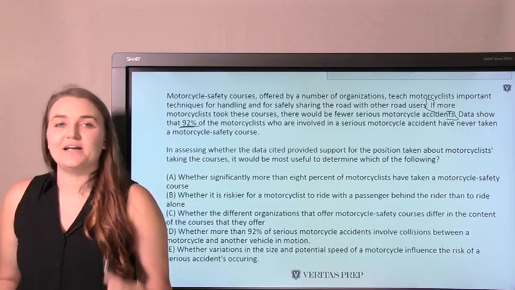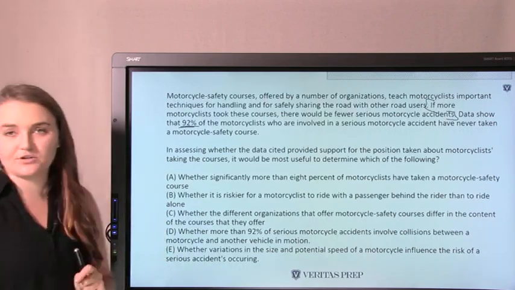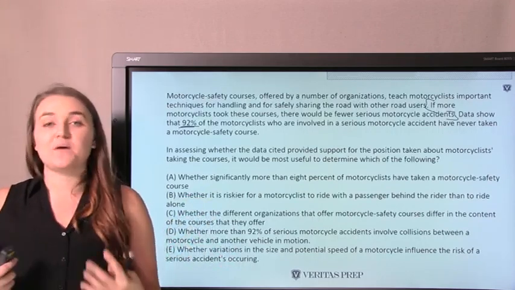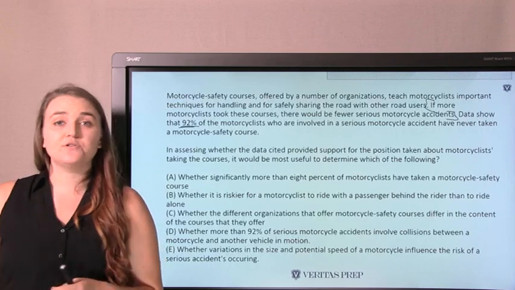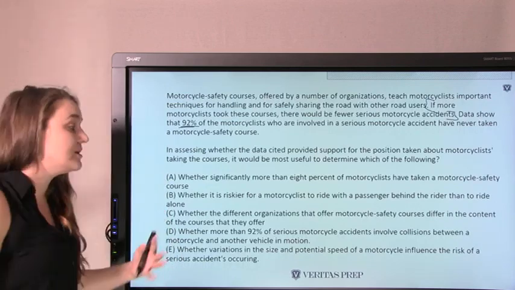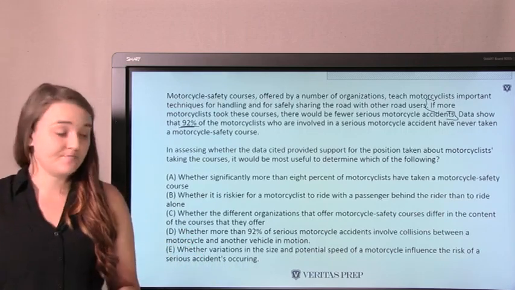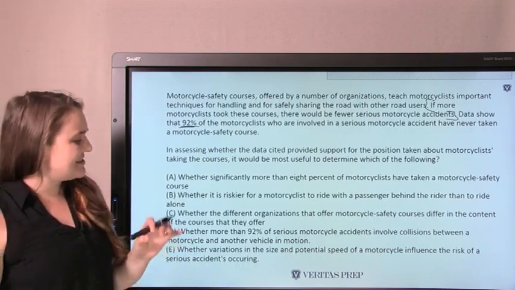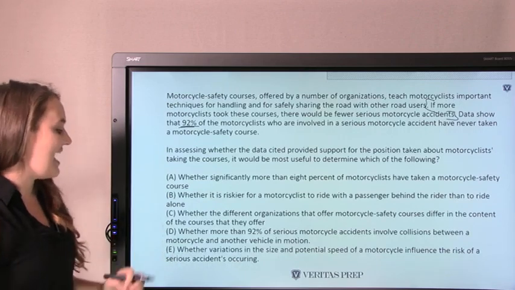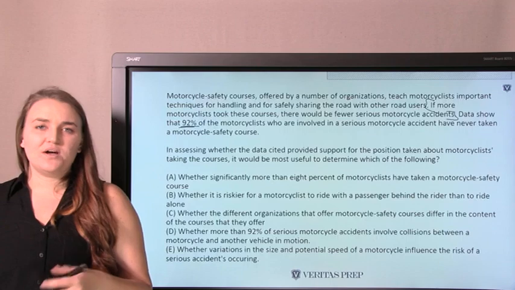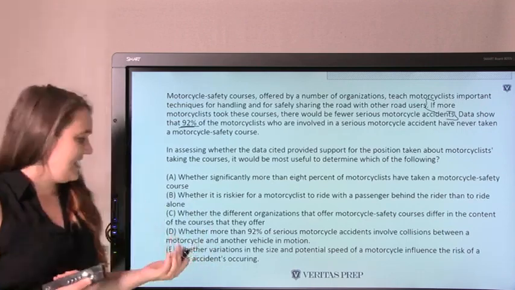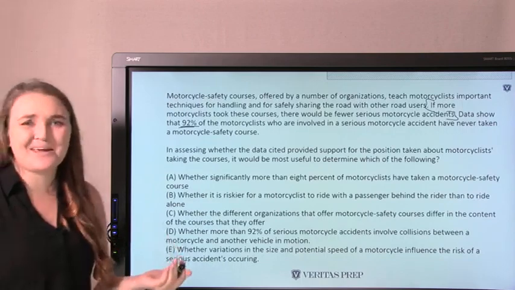And so if we move through our answer choices, and I'm actually going to take things in reverse order here, right? If we move through our answer choices, and I want to walk through this path for the sake of making sure that for those of you for whom this didn't jump right off the page at you, we can take a step back and utilize process of elimination as a primary means. So whether variations in the size and potential speed of a motorcycle influence the risk of a serious accident occurring. If I answer that question, yes, the size makes a difference, or no, the size does not make a difference, it doesn't on its own make or break our argument.